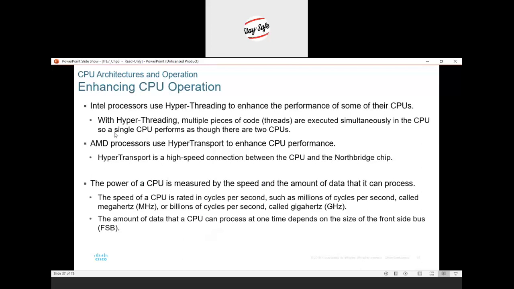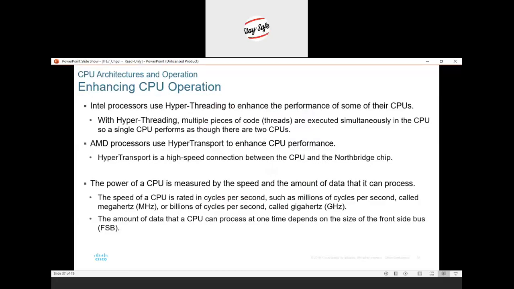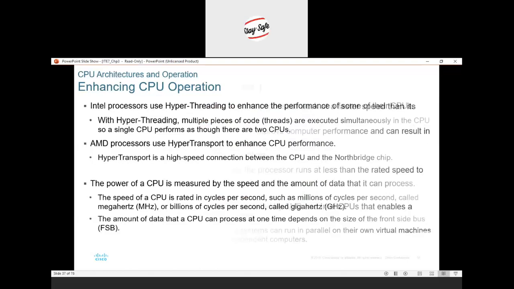AMD processors use HyperTransport to enhance CPU performance. HyperTransport is a high-speed connection between the CPU and the North bridge. If you remember, we talked about the North bridge and the South bridge. Where you have the CPU and the RAM, that's the area of the North bridge, and where you have your input-output is where you have your South bridge. So the power of a CPU is measured by the speed in hertz, which can go up to gigahertz as the case may be.